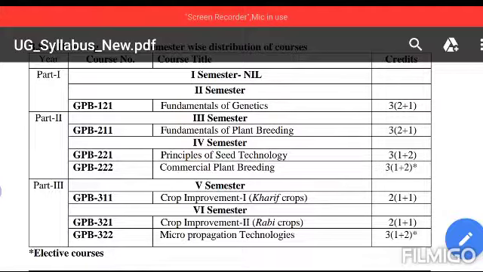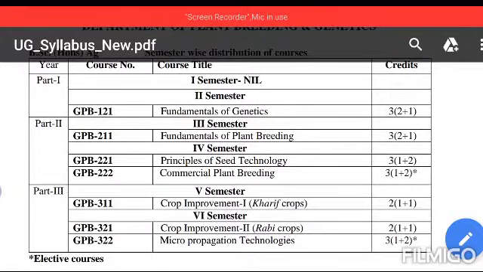Then in 4th semester, GPB 211, that is principles of seed technology, again 3 credit course, and GPB 222, that is commercial plant breeding, which is a 1 plus 2 course, means 1 is theory and 2 practical classes. In part 3, that is 5th semester, GPB 311, that is crop improvement for kharif crops, that is crop improvement part 1, which is a 1 plus 1 course.